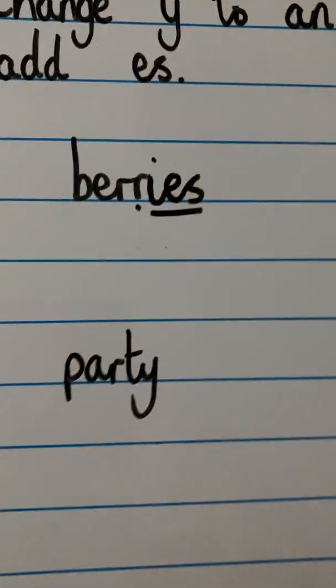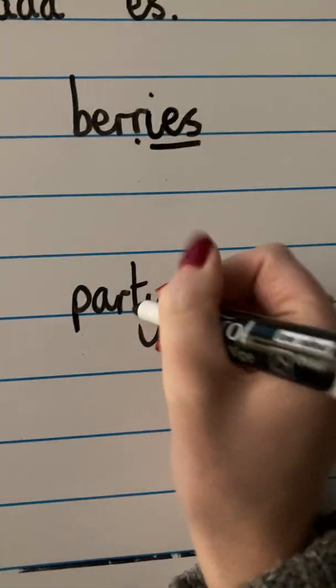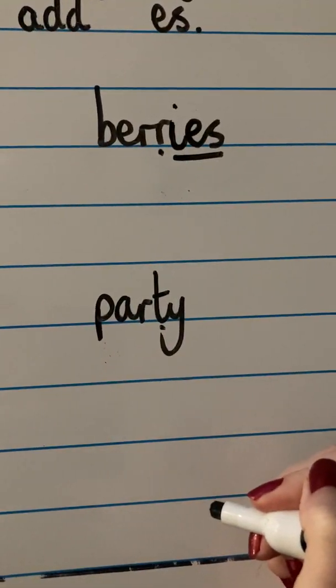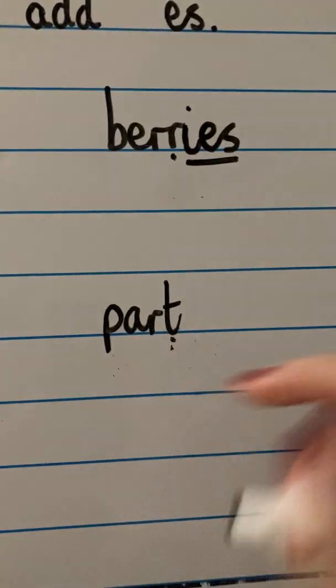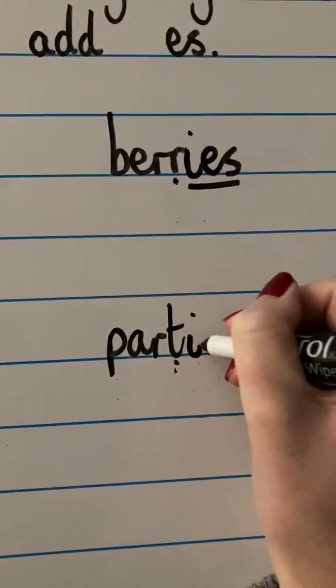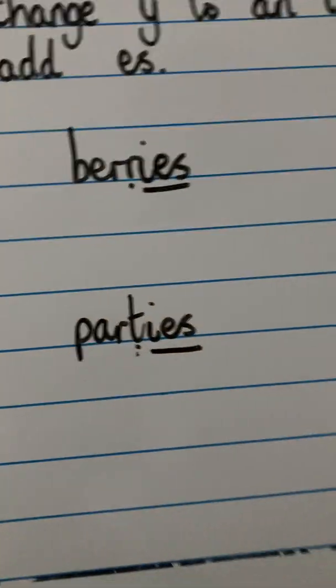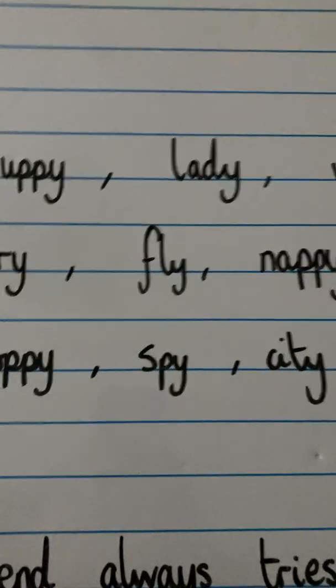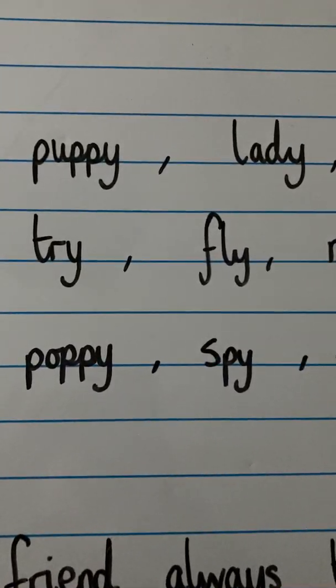And my last word is party. Now I want to change this to parties. So my t is a consonant, so I know that I've got to take my y off, change it to an i and add es. So it becomes parties. Okay. So you're going to have a look at these words today and you're going to practice changing the y to an i and adding es.